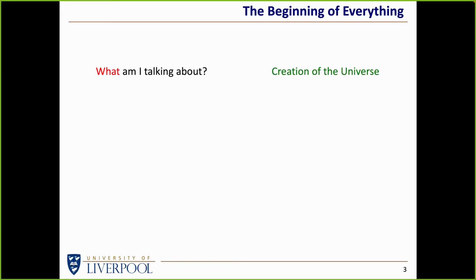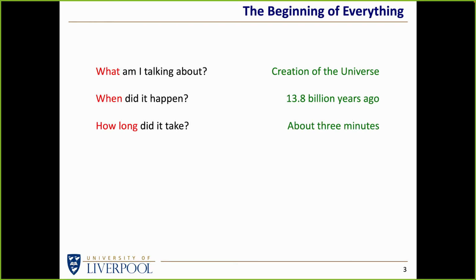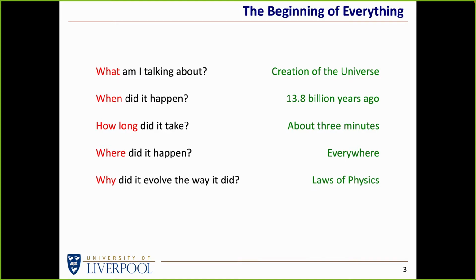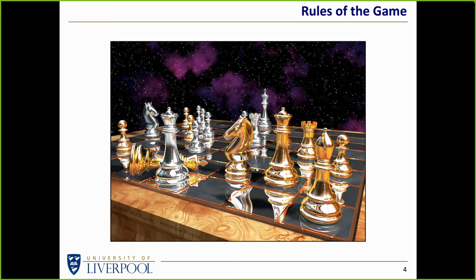So what am I talking about? The creation of the universe. When did this happen? 13.8 billion years ago. How long did it take to make a universe? About 3 minutes. Where did the Big Bang happen? Well, the Big Bang happened everywhere because it was the creation of everything. And why did the universe evolve the way it did? Because of the laws of physics. And how do we know all this? Same answer, because of the laws of physics.